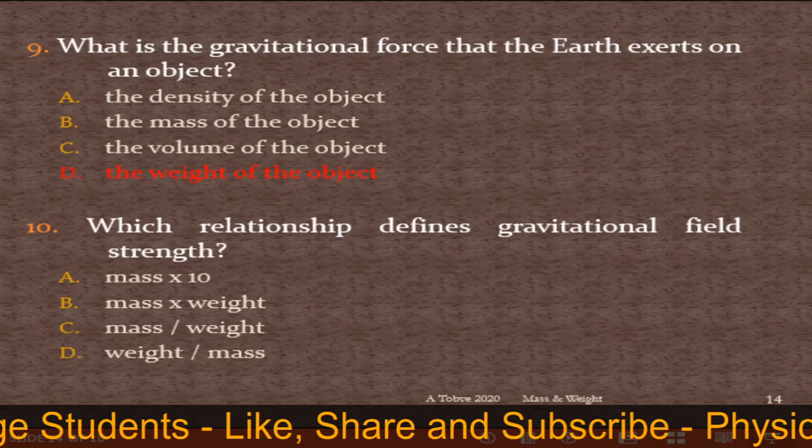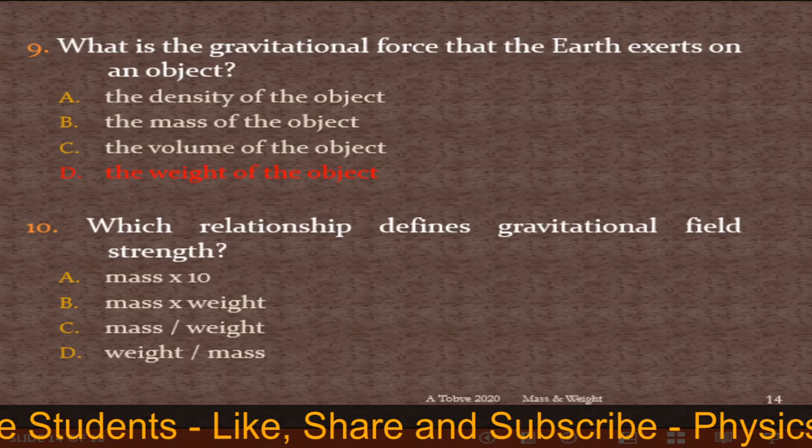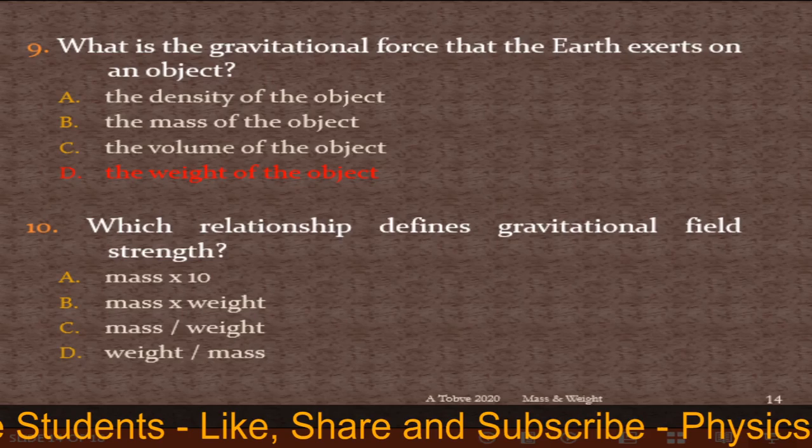Which relationship defines gravitational field strength? Gravitational field strength is equal to, remember W is equal to mg, so gravitational field strength will be weight over the mass. So our answer will be D.